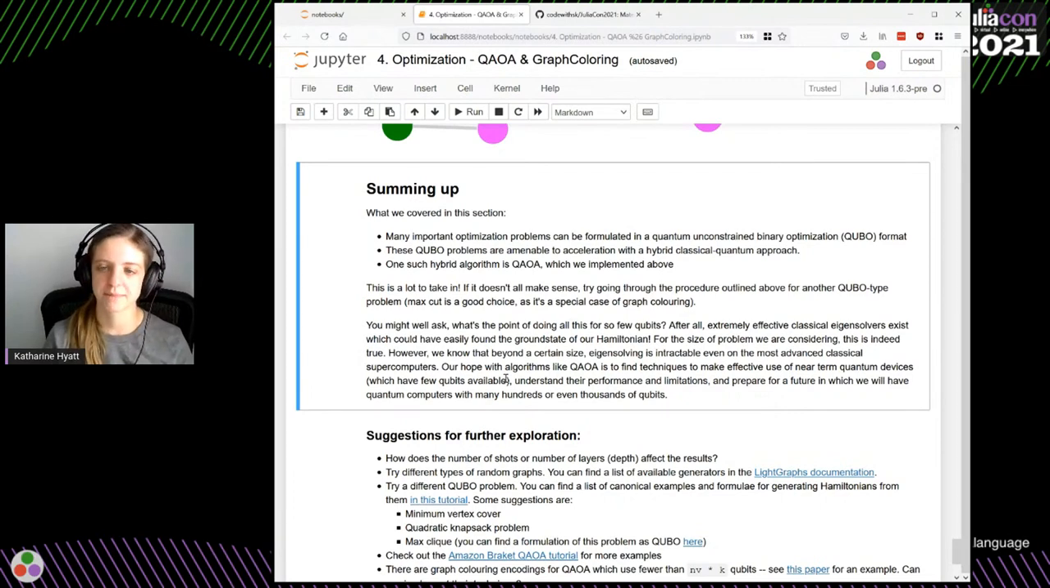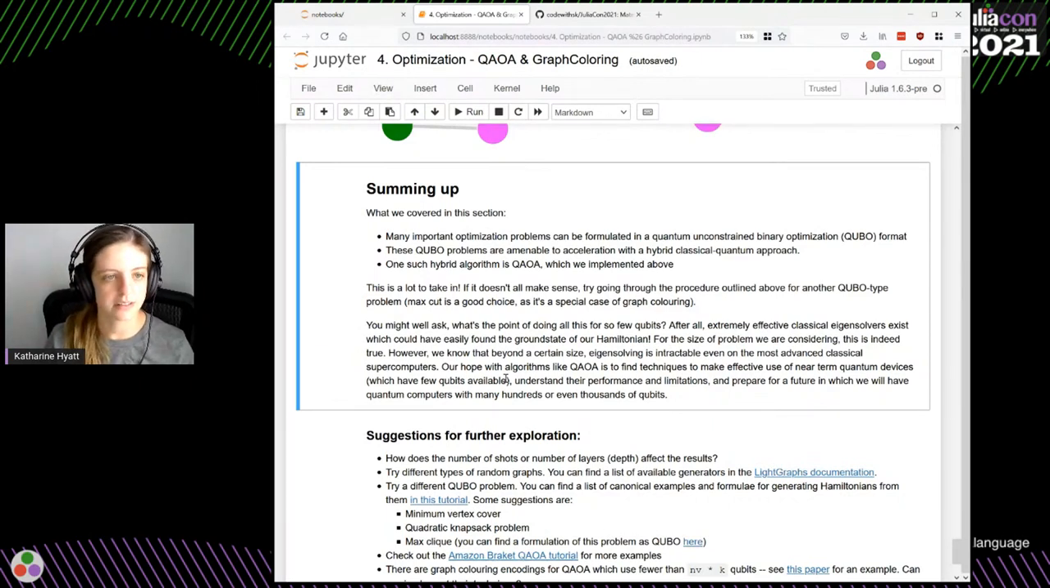which is, again, not super surprising. So just to sum up what we covered in this session, there's lots of important optimization problems which can be formulated in a QUBO format. These are often amenable to acceleration with a hybrid classical quantum approach. And one algorithm that you can use to do this is QAOA, which we implemented above.